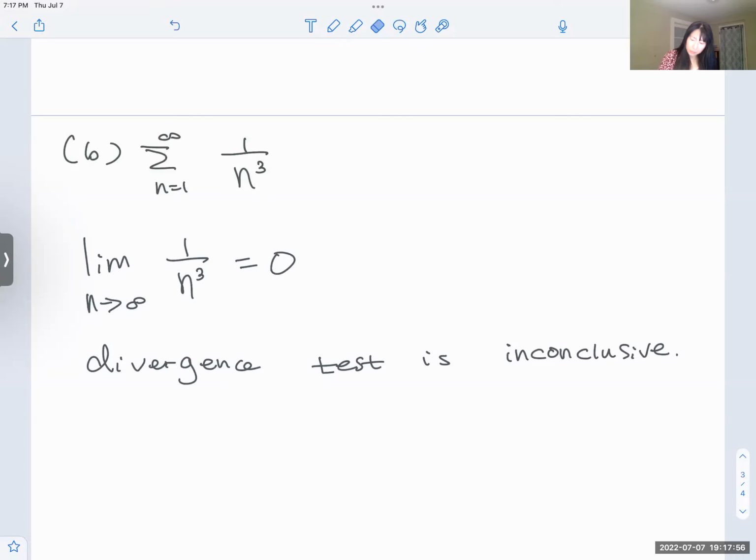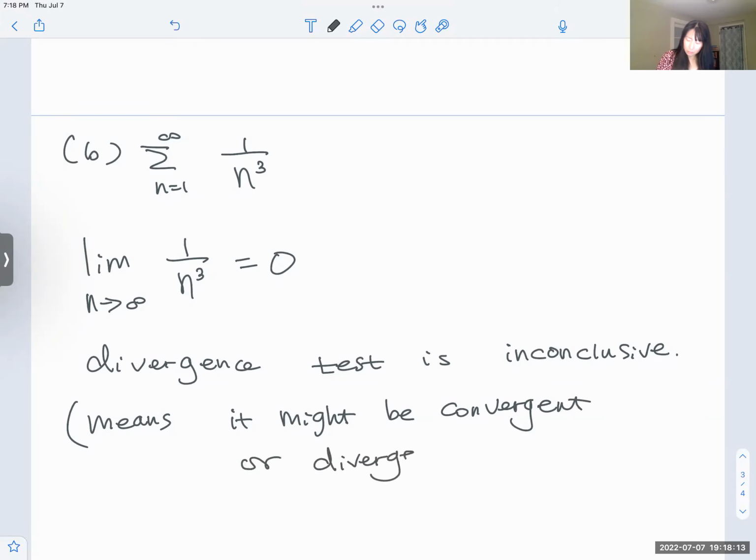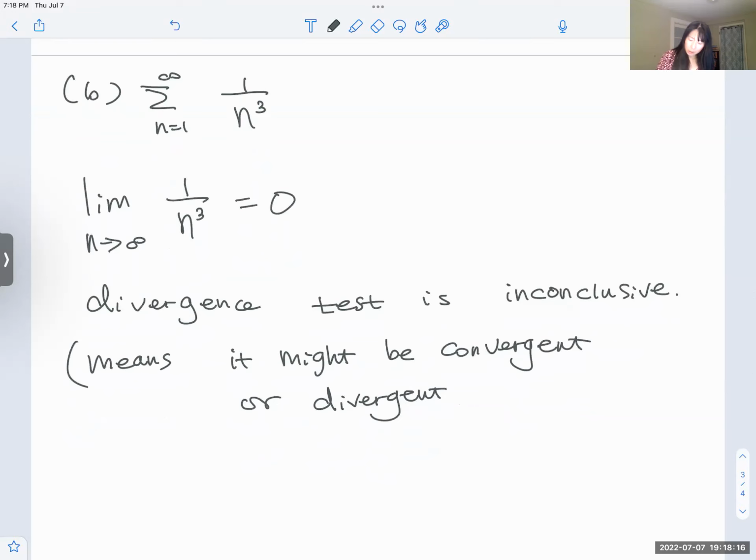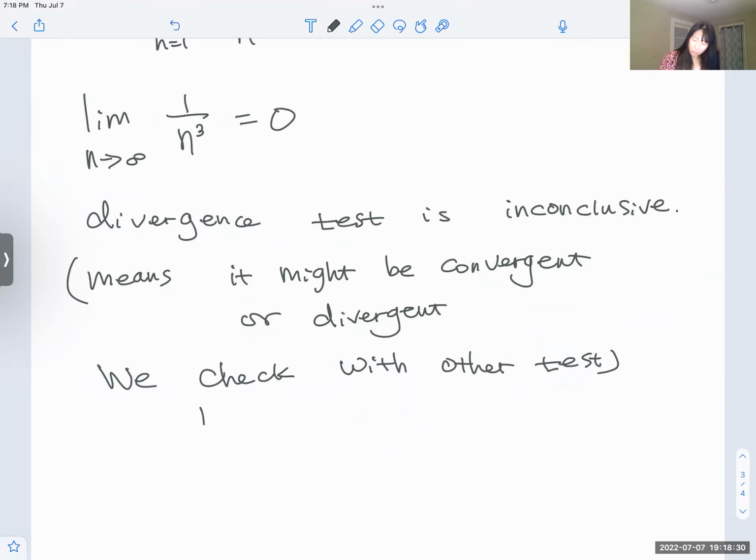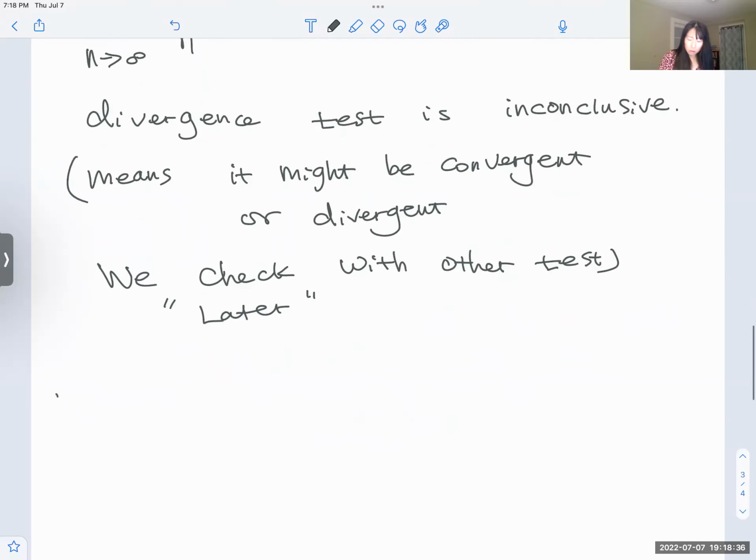So this means it might be convergent or divergent, so we must check with other tests. Okay, let's check this one later on. So the last one.